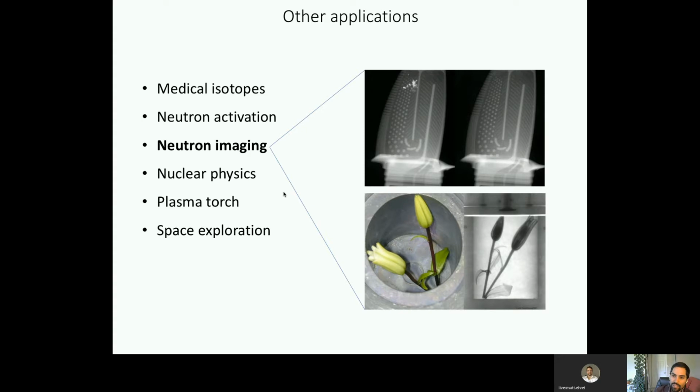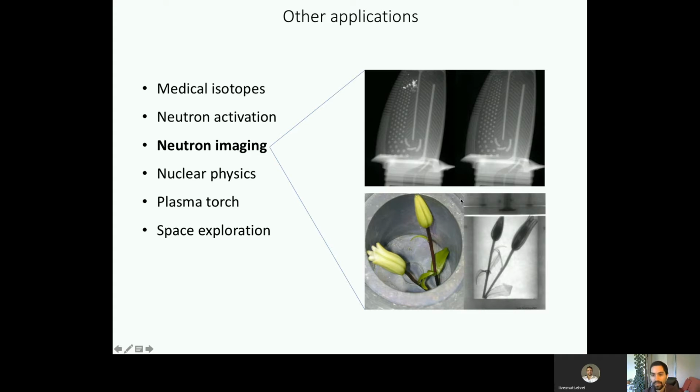Another thing is neutron imaging. This is similar to X-rays, but it can see things that X-rays cannot see. For example, metals: X-rays cannot easily penetrate metals, which neutrons can. In this picture above, these are blades of a jet engine. Inside the blades, there are a lot of channels used to circulate air to keep the blade cool. For quality control, they have to check if all these channels were properly manufactured, and they cannot do that with X-rays. So they have to use neutron imaging for this.